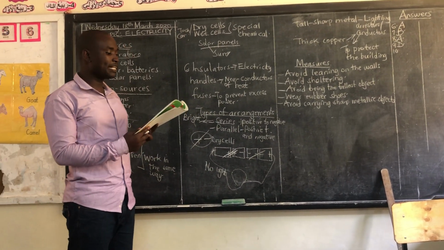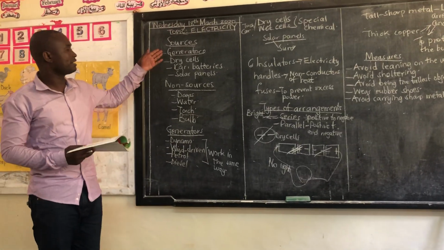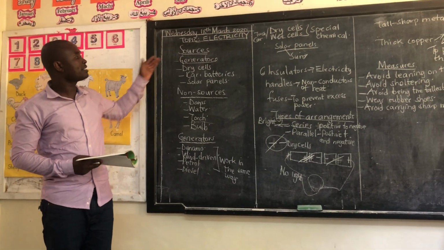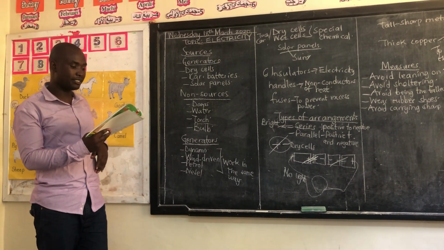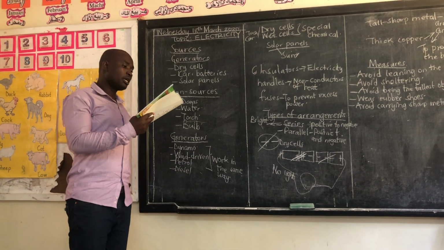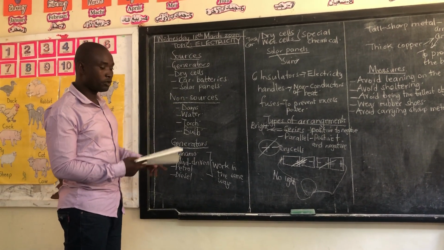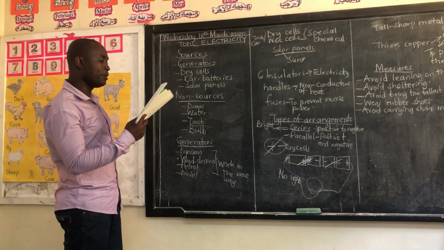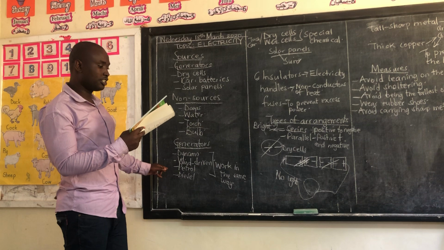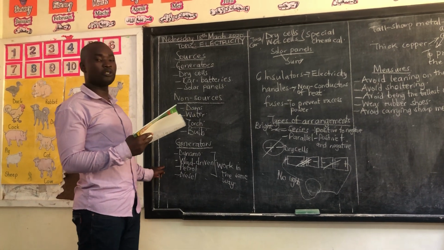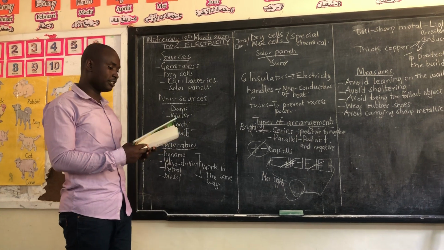Which of the following does not produce electricity? We come back to the sources. These sources are the ones that produce electricity. So if it is not one of the sources, then it won't. A, bicycle dynamos, we have looked at that. Yes, dynamos produce. B, batteries produce electricity, good. C, water dams, they don't produce electricity. D, solar panels produce electricity.